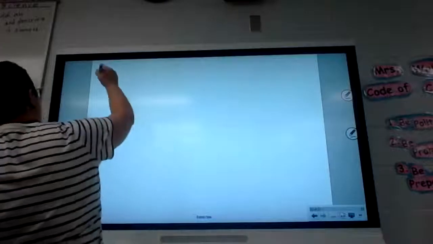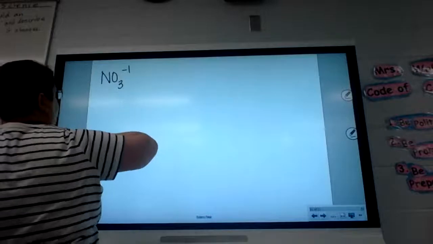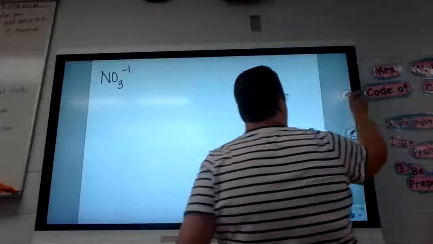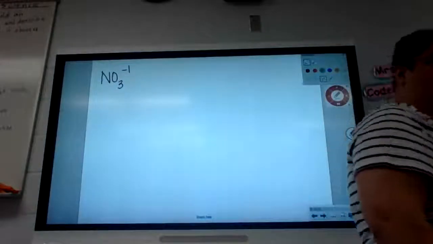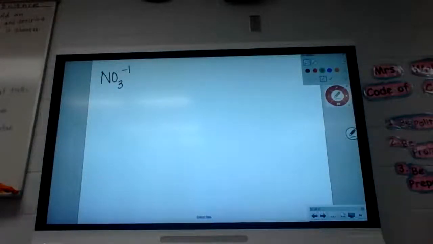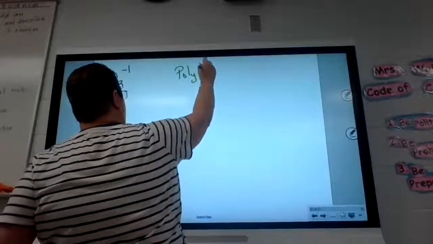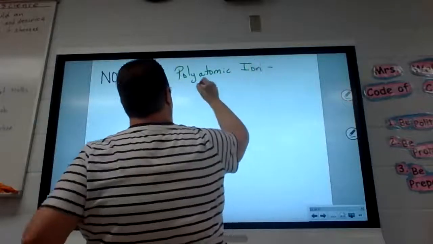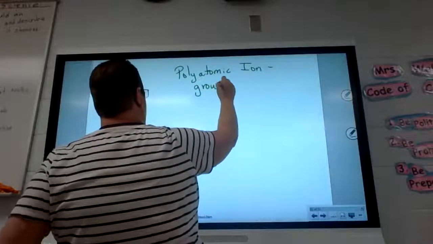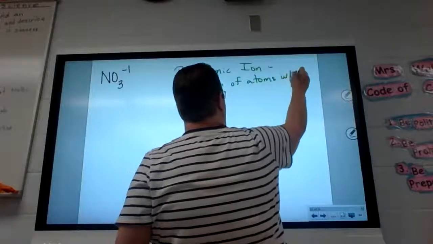So let's say that we have NO3 with a -1. First of all, what's this called? It has a name. Ion. Okay, it's an ion. What do we put in front of it? Polyatomic. Okay, this is called a polyatomic ion. It's just a group of atoms with a common charge.